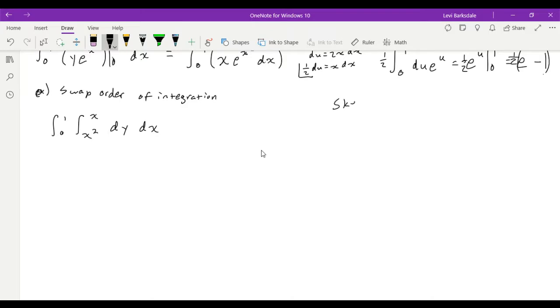First off, we're always going to want to sketch the region. Always, always, always. We can see that our x values are ranging from 0 up to 1, so we can go ahead and put that down. Our x-axis, 0 up to 1. And our y values are actually ranging from y is equal to x squared, up to the line y is equal to x.